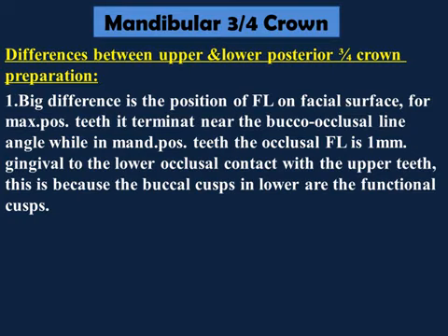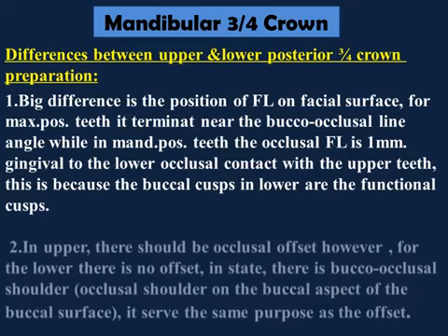For the maxillary posterior teeth, the finishing line will terminate near the bucco-occlusal line angle, while in mandibular posterior teeth, the occlusal finishing line should be 1 mm gingival to the lower occlusal contact with the upper teeth. And this is because the buccal cusps in lower posterior teeth are the functional cusps.